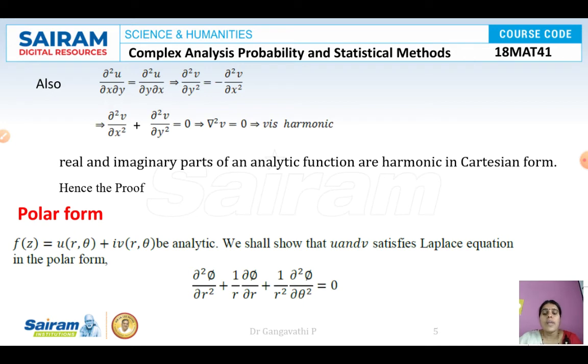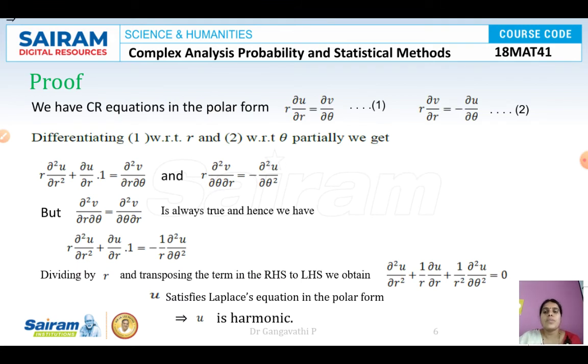So when do we say a function is harmonic in polar form? A function phi must satisfy this equation: dou square phi by dou r square plus 1 by r into dou phi by dou r plus 1 by r square into dou square phi by dou theta square is equal to 0. In order to say u satisfies it, in place of phi you must have u, and in order to say v satisfies it, in place of phi you must have v. So now let us prove this result.